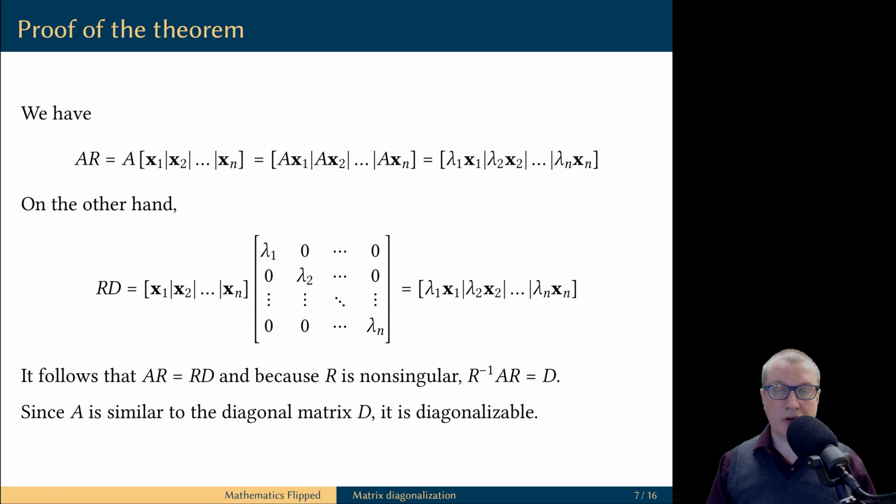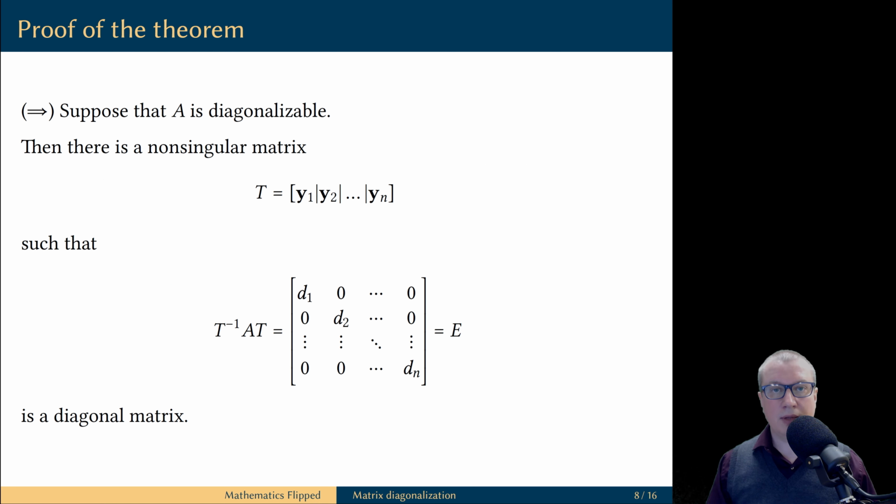The entries on the diagonal of this matrix are simply the eigenvalues of the matrix A. Moreover, the order of these eigenvalues is equal to the order of their corresponding eigenvectors in the matrix R. Now, let's prove the other implication.